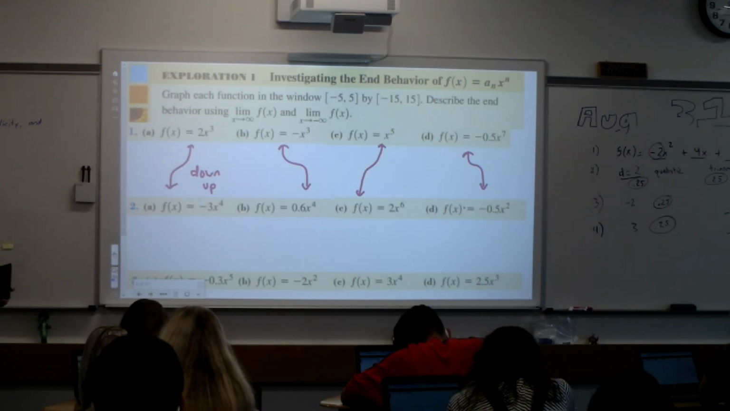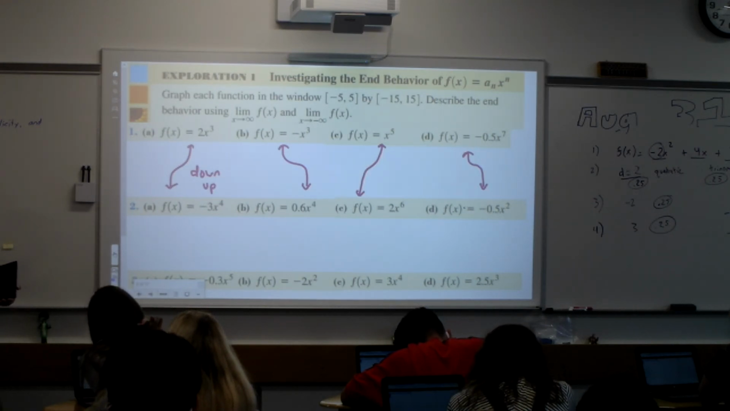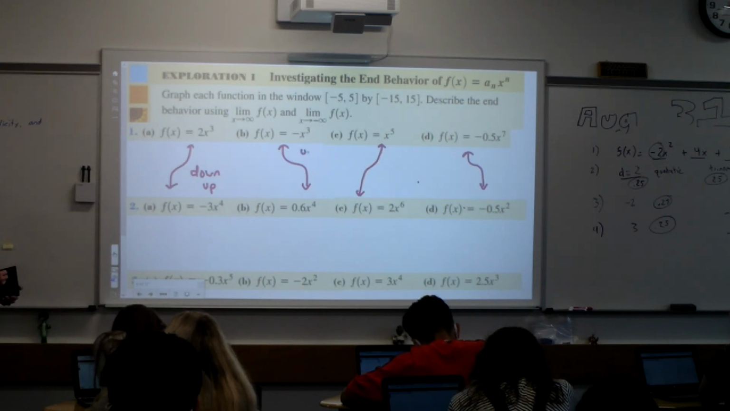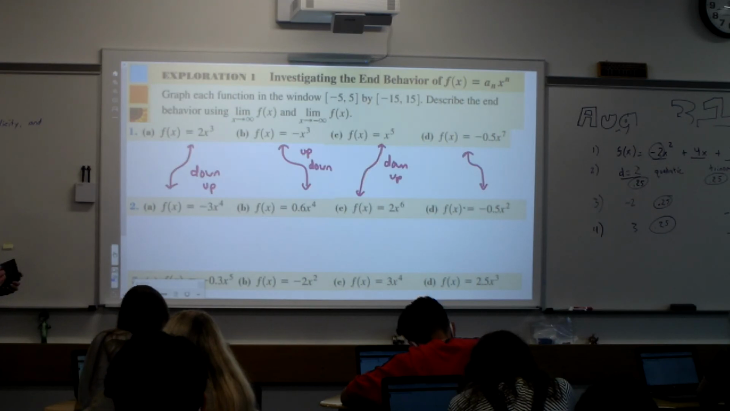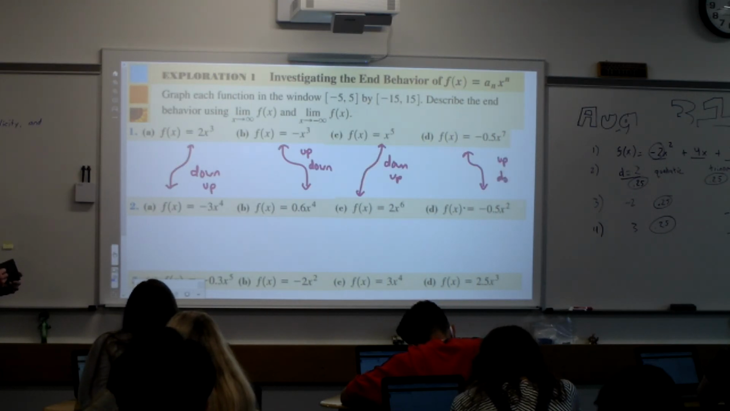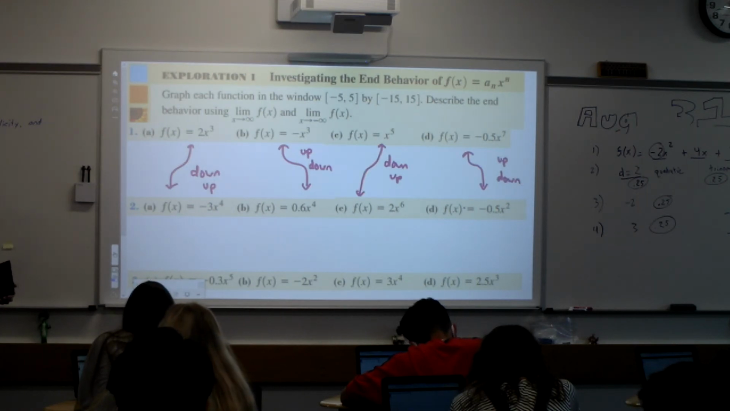So then how would we describe the next one? Up, down, because on the left it's going up, on the right it's going down. Pretty easy, right? So then how would I write C? It's down, up. And D. That's up, down. Okay, good job. Our football players know all about up, downs, right?